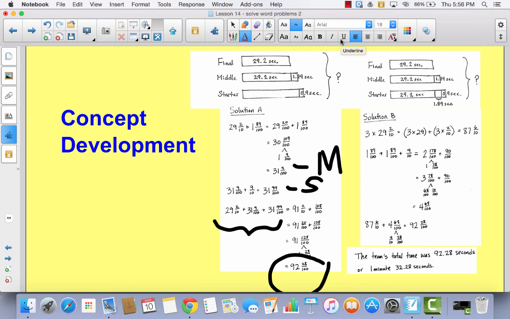So there's more than one way to solve a problem. The important part is to remember that you have to really think through the problem and think about what they're asking, and then draw your model and go from there.